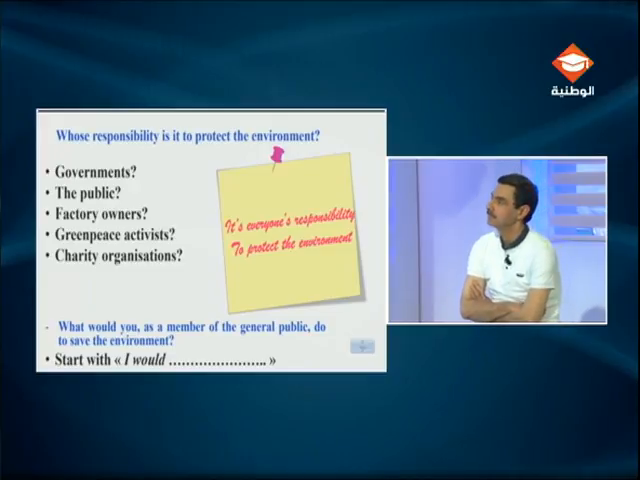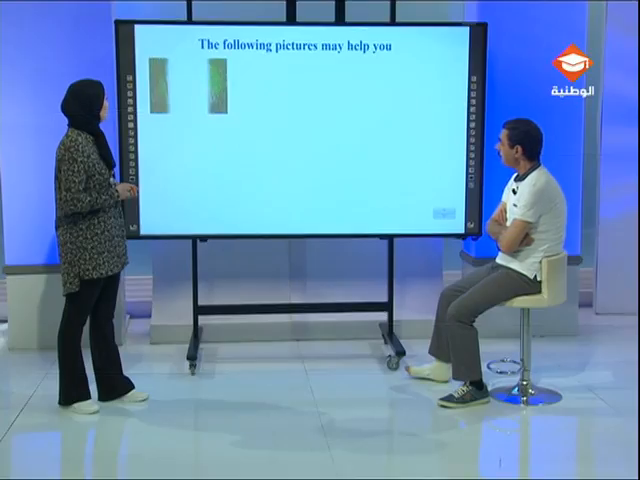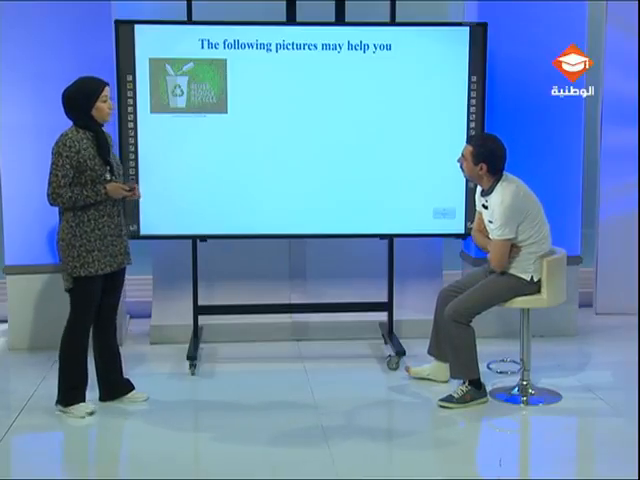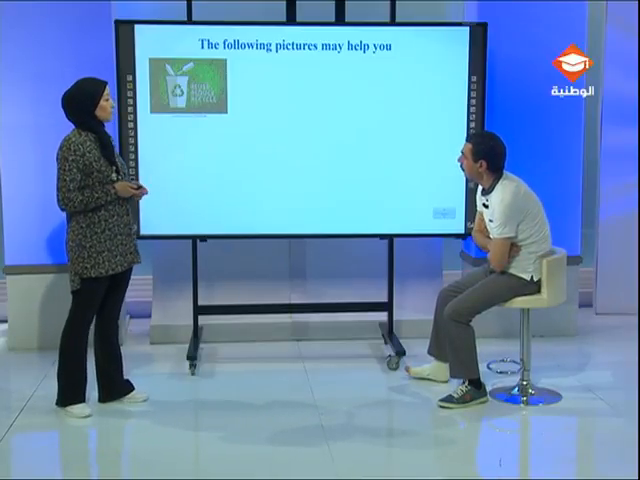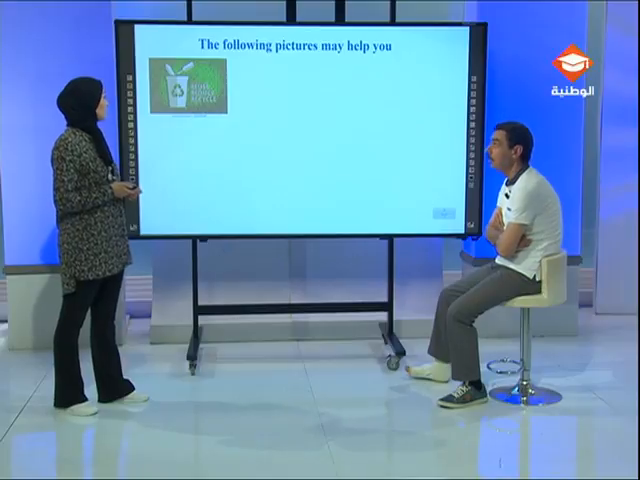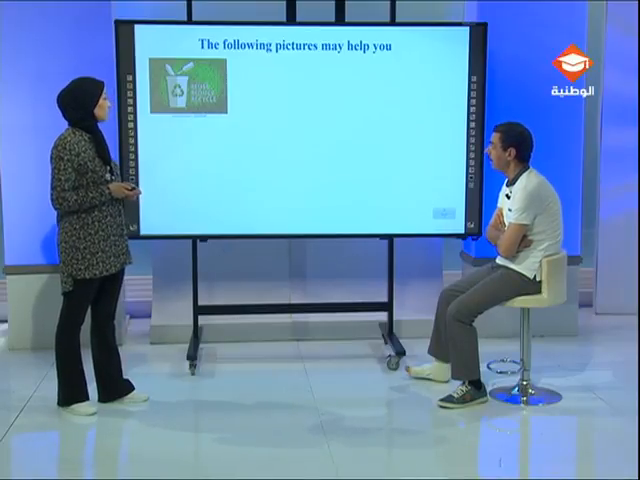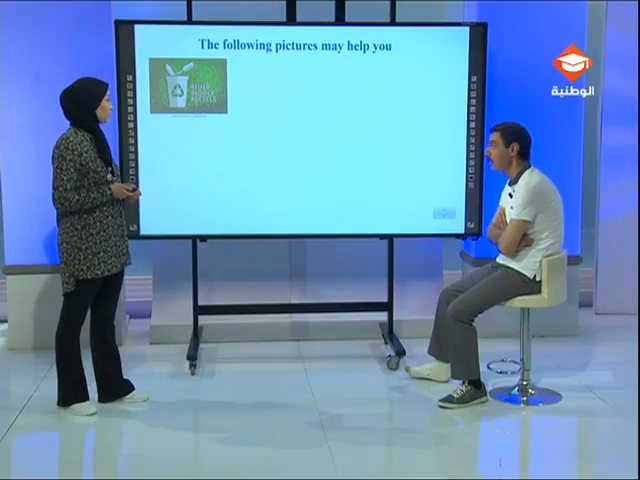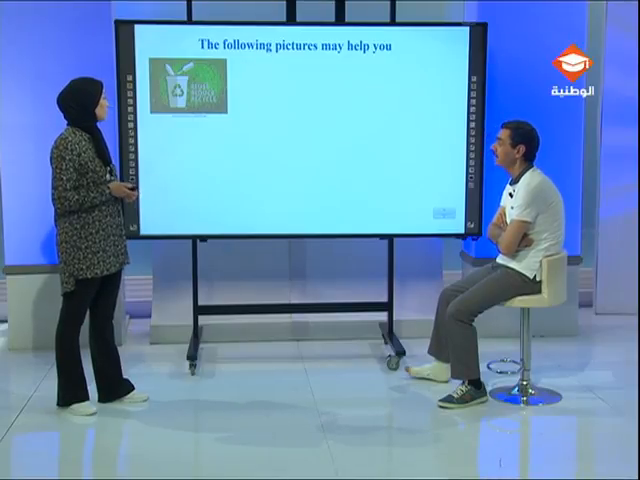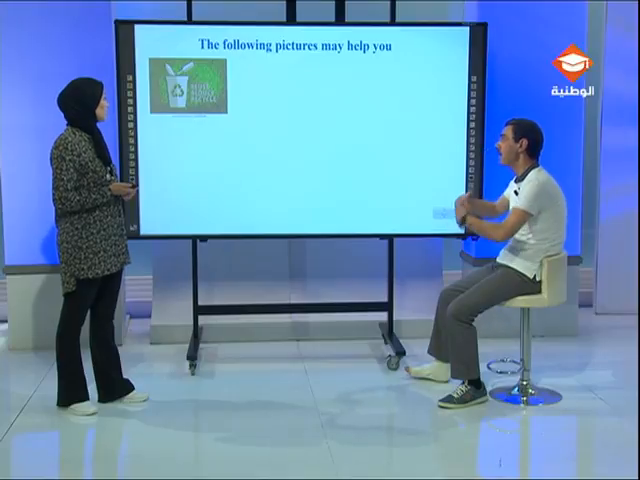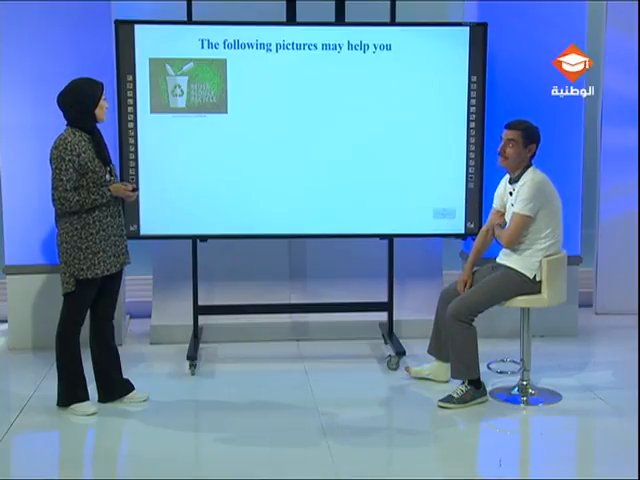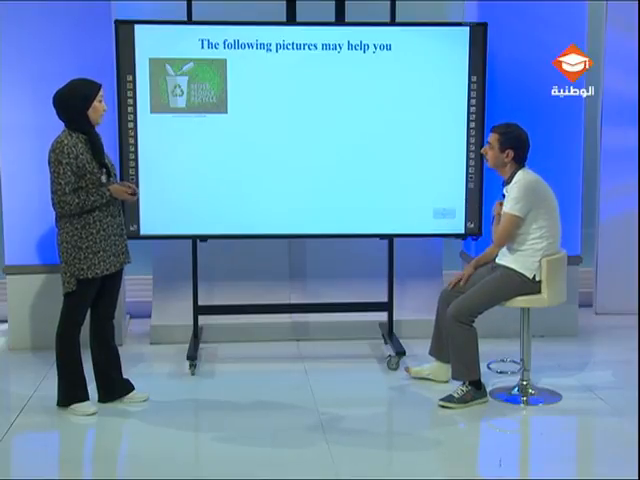Let's start with the first picture. As a member of the public, I would reuse the things that I have or that I buy. I would try to reduce the amount of rubbish or trash and have it recycled into other products like plastic or paper, for example.